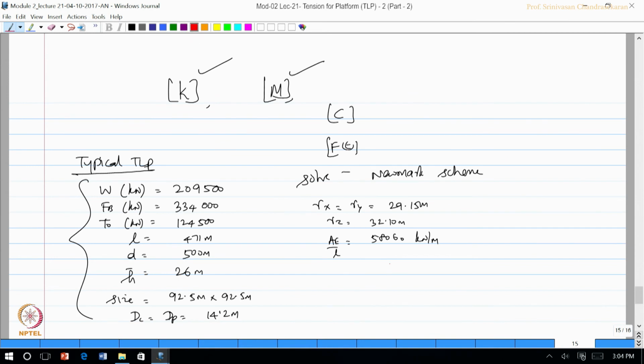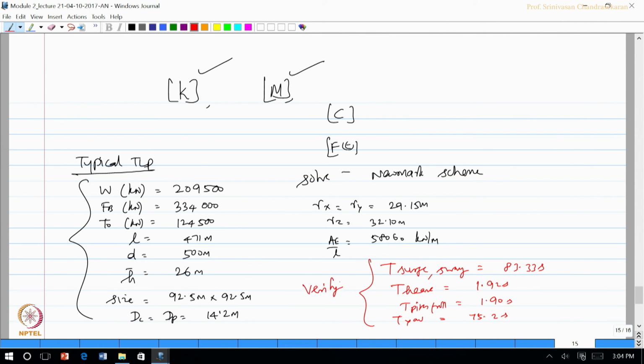You will find that the period of surge and sway will be about 83.33 seconds and period of heave will be about 1.92 seconds and period of pitch and roll will be about 1.9 seconds and period of yaw will be about 75.2 seconds. So, please verify these results using the program of Eigensolver which we gave you in the last lecture.